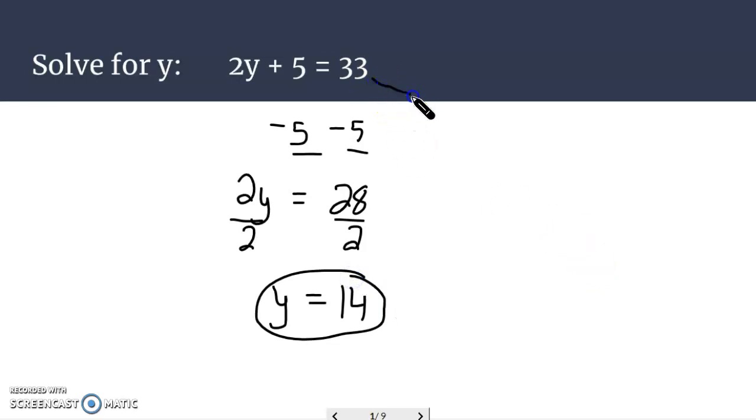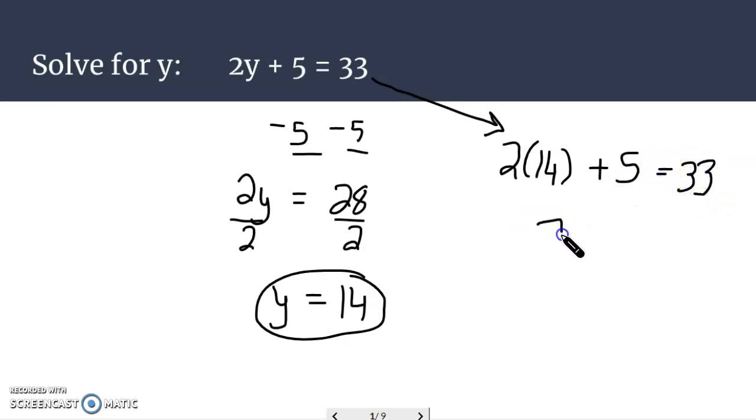Remember, you can always check by substituting the number back in for the variable. And as you can see, 2 times 14 is 28. And if you add 28 to 5, you will get 33. So that does check out.